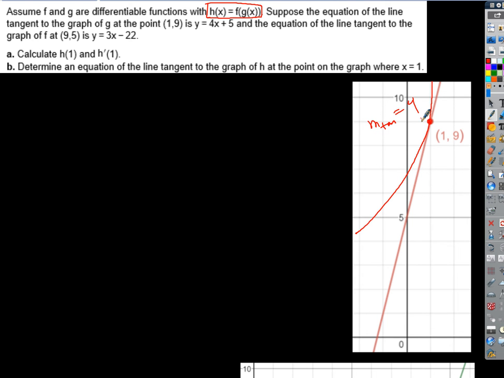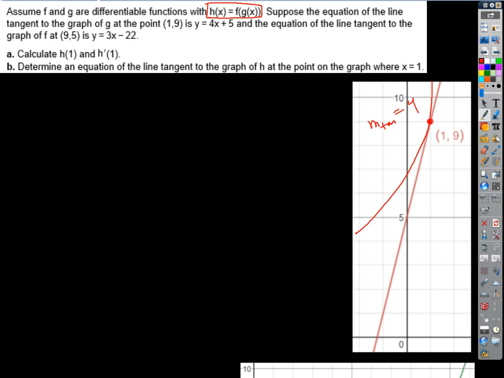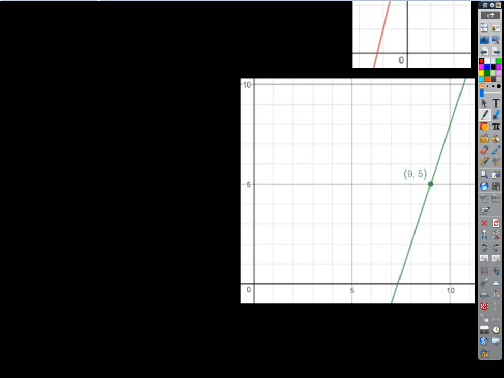Okay, so we know also then they give us this other curve. They tell us that the equation of the line tangent to the graph of f at the point 9, 5 is 3x minus 22. So similarly, we know down here that this is just a point of tangency. We don't know what the graph is doing, but maybe it's doing something like, that's pretty bad. You get the idea, something like that, right?